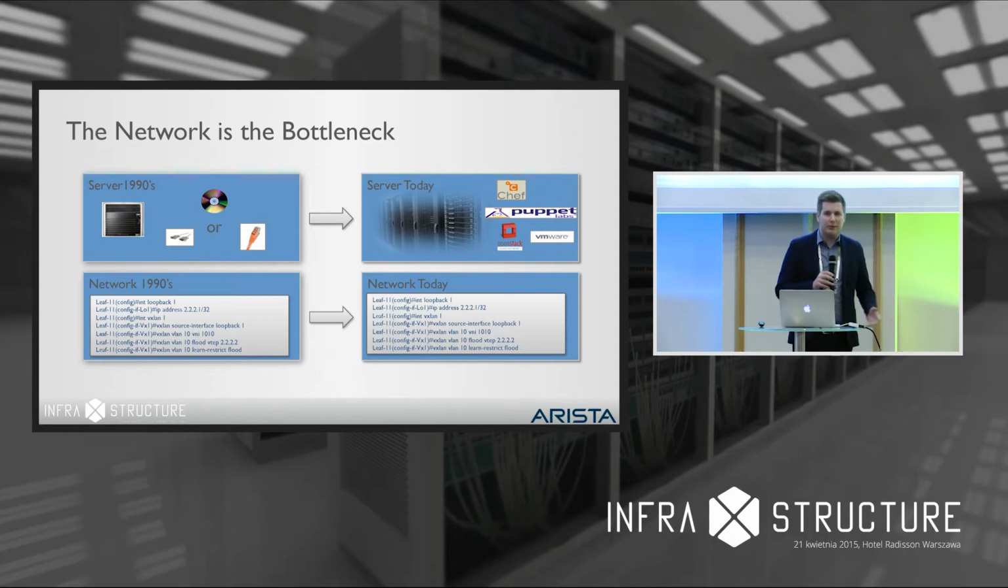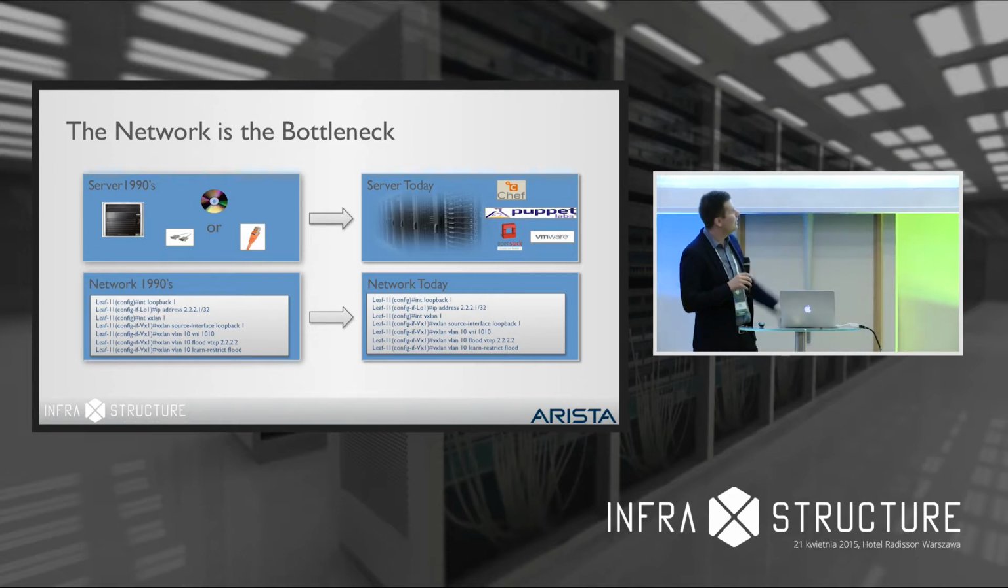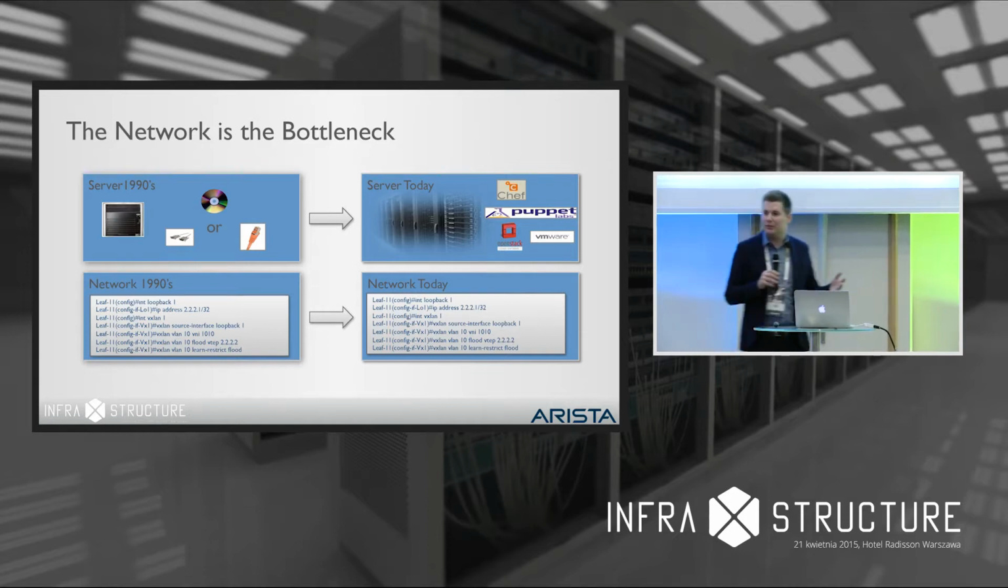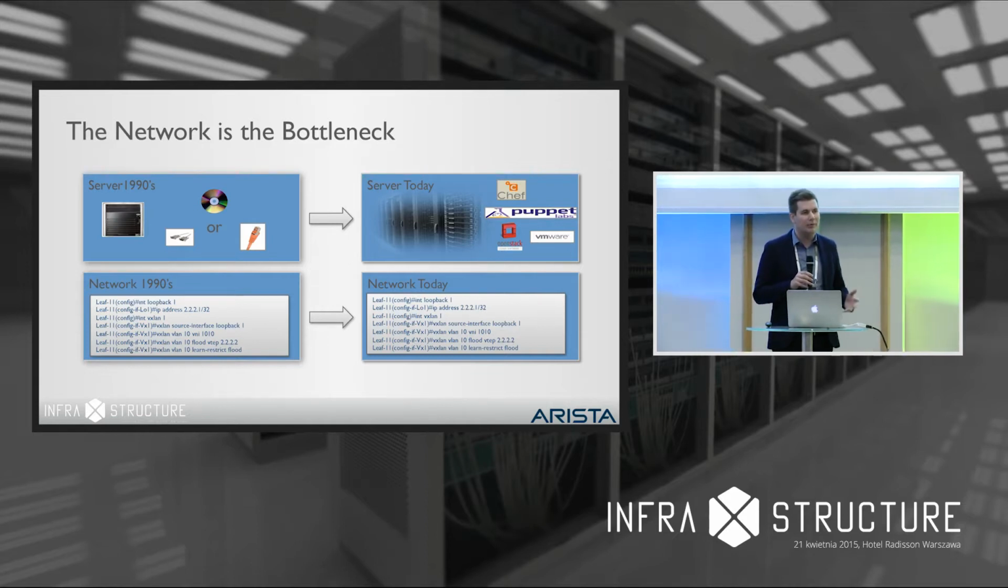So this works really well in the virtualization world and the server world, all the technologies I mentioned, but for most networks today, the network is lagging behind. The network is the bottleneck. You can see up here, we're using all these modern automation tools for the server world. Why can't we bring those to the networking world? We don't want to still be manually typing the same commands into the CLI that we've always done.